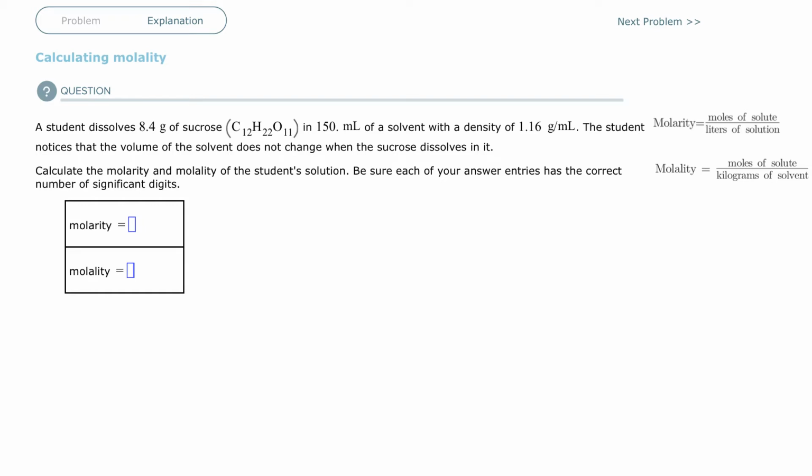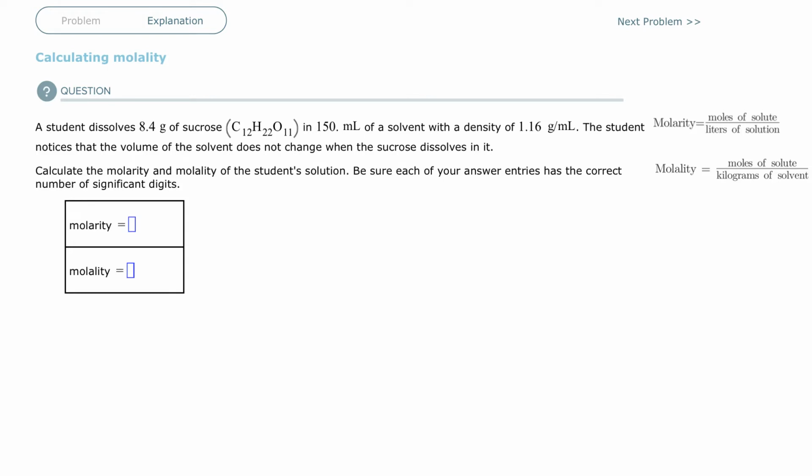So, what do we need? In both cases we need moles of solute. Okay, so I'm going to have to take the sugar, which is C12H22O11, and find out what its molar mass is, so that I know 8.4 grams of it equals how many moles. Okay, so let's start.